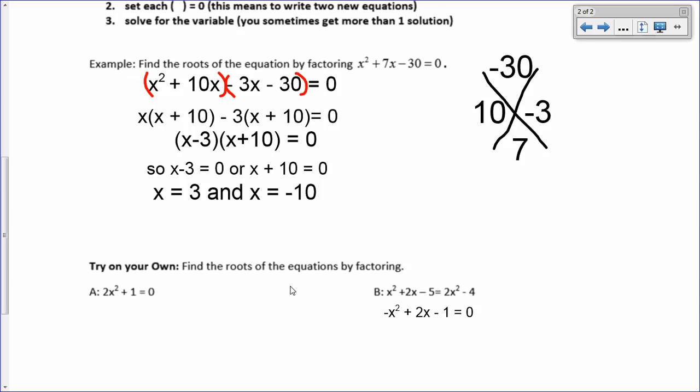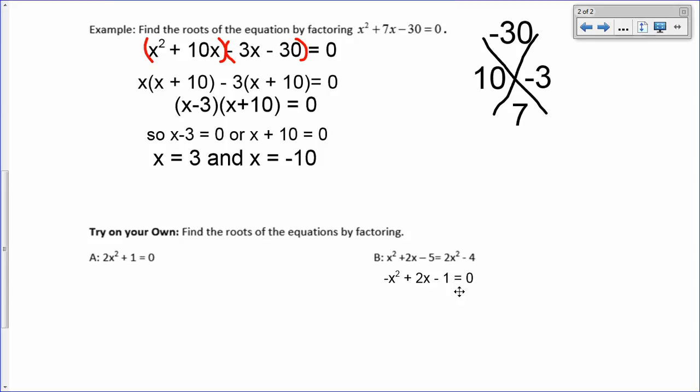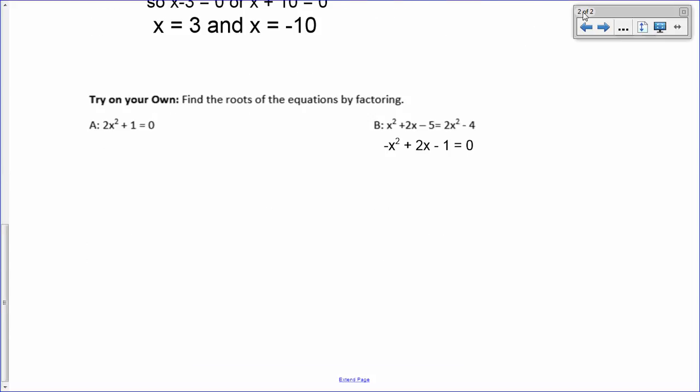So you guys are going to try these two on your own. This one you want to go ahead and try on your own. This one, I actually decided to set it equal to 0 for you. All I did was subtract 2x squared from both sides and add 4 to both sides. I just added it with the like term. So I just made this side equal to 0. That's all I did. Okay? And then I got my trinomials that I can factor. So you're going to try those on your own, and that's the end of the video.